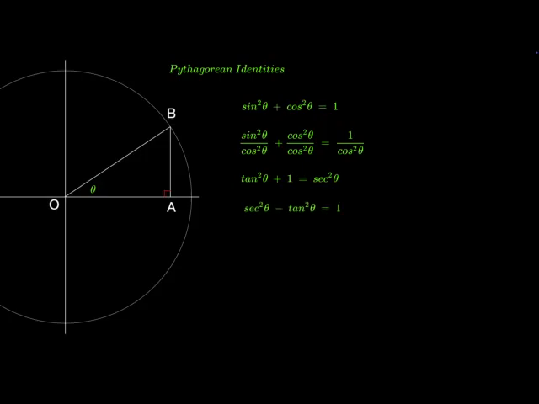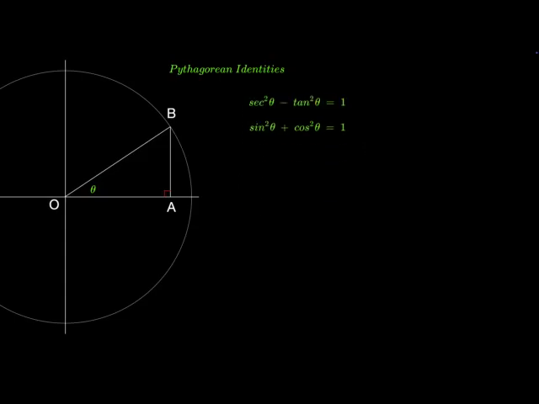Rearranging slightly, we have a second restatement of the Pythagorean theorem, this time in terms of the secant and the tangent of theta. Note, of course, this equation does not make sense where its terms are undefined, that is, where the cosine is 0, at pi over 2 and negative pi over 2.